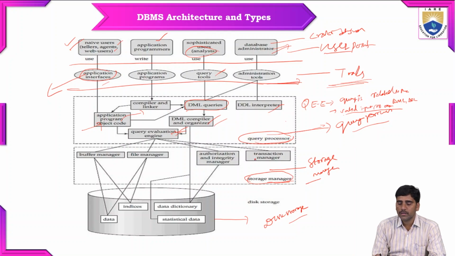So here different types of storage managers are there. One is the buffer manager, second one is the file manager, third one is the authorization and integrity manager, and fourth one is the transaction manager. So first one is what? Buffer manager. Second one is what? File manager. Third one is what? Authorization and integrity manager. And fourth one, transaction manager.